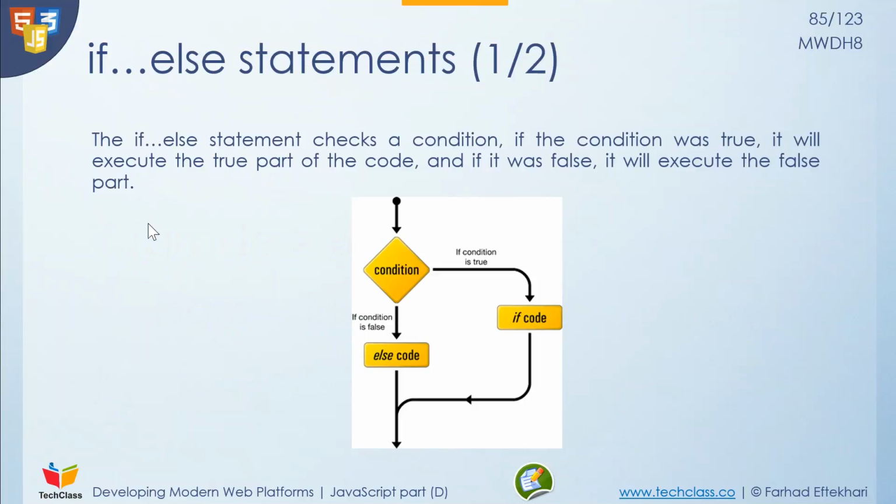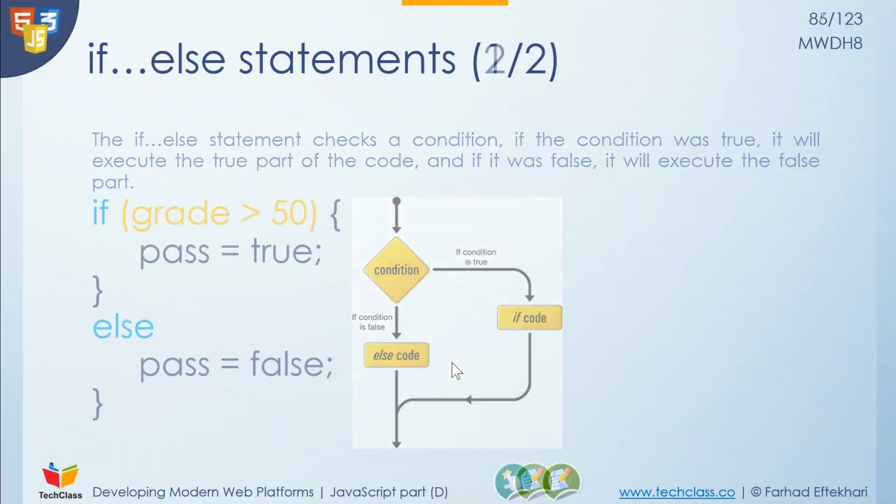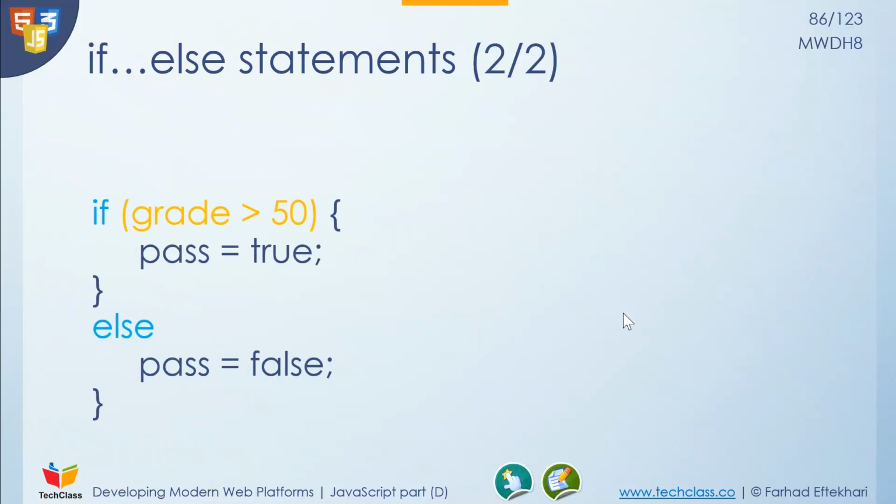And then we have if-else statements. The if-else statement checks the condition. If the condition is true, it will execute the true part of the code, and if it is false, then it will execute the false part. Very simple. The only difference is this part. So it comes here and checks the condition. One part of this code is going to run, either this part or this part. And here you can see how we write an if-else statement. It comes here and checks the grade. If it was greater than 50, then pass is true. If it wasn't, then pass is equal to false.